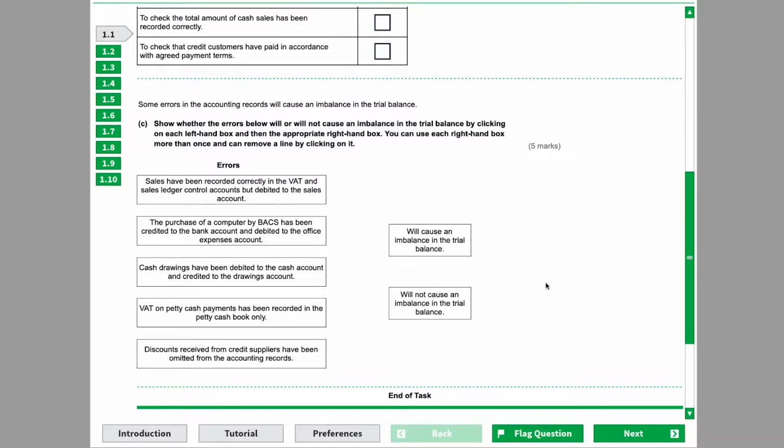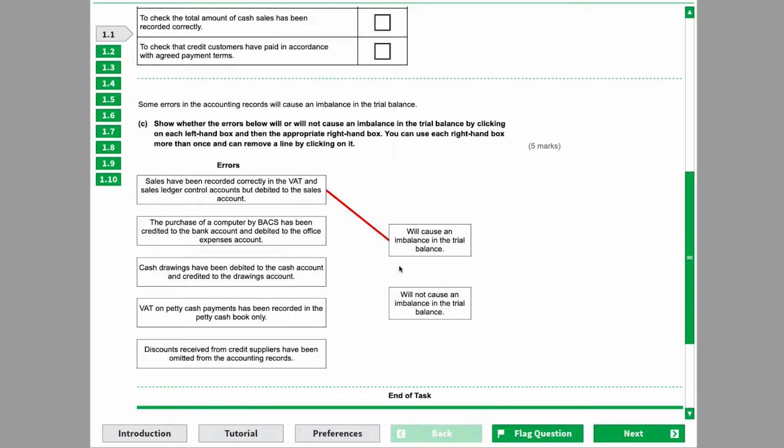Okay, so for this one we need to determine whether the error on the left will cause a difference between the two columns in the trial balance. First one then, sales have been recorded correctly in the VAT and sales ledger control accounts but debited to the sales account. Well, considering the entry to the sales account should have been a credit but they've debited it, that would cause the debits to be higher than the credits, and therefore, yes, that would cause an imbalance in the trial balance. So we can select the box on the left here and then select the box on the right over here.